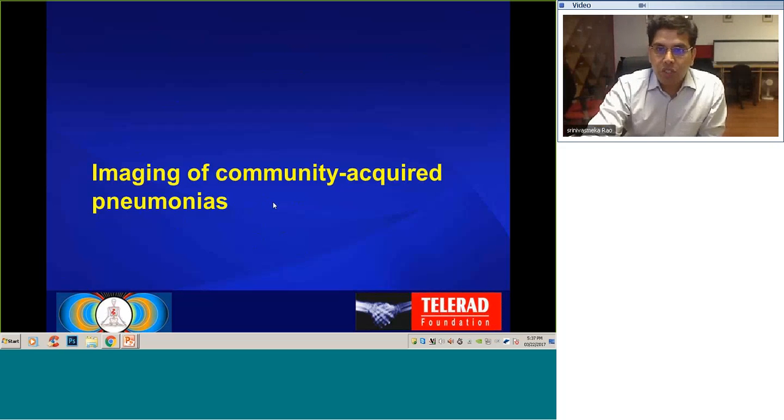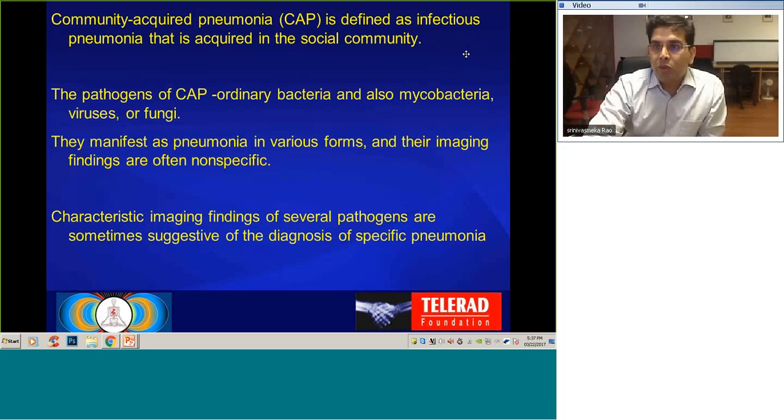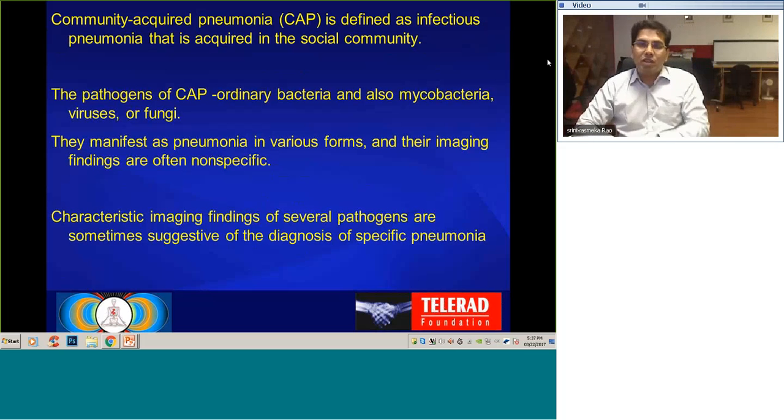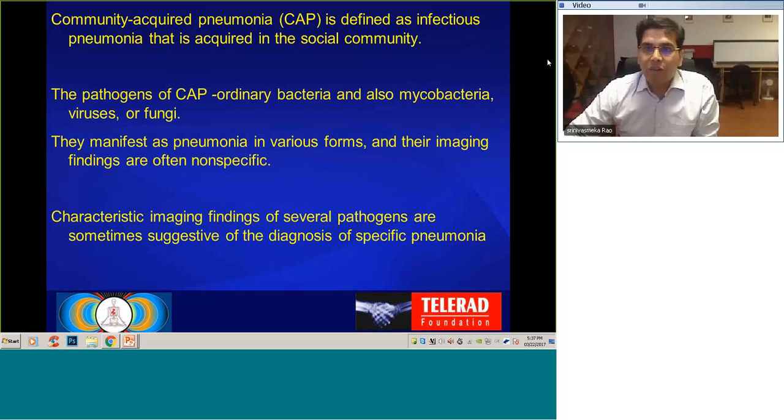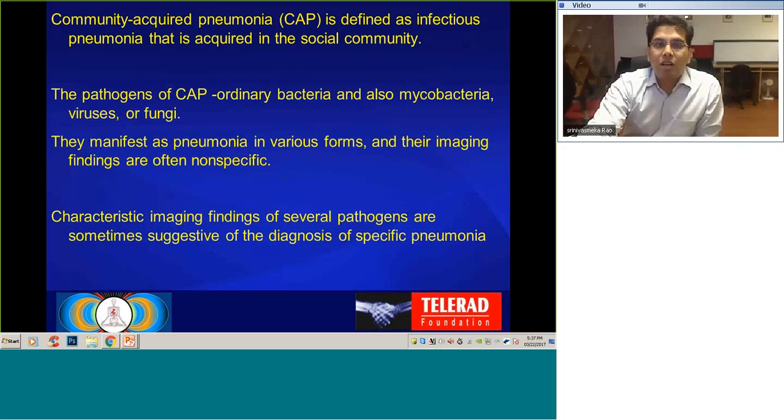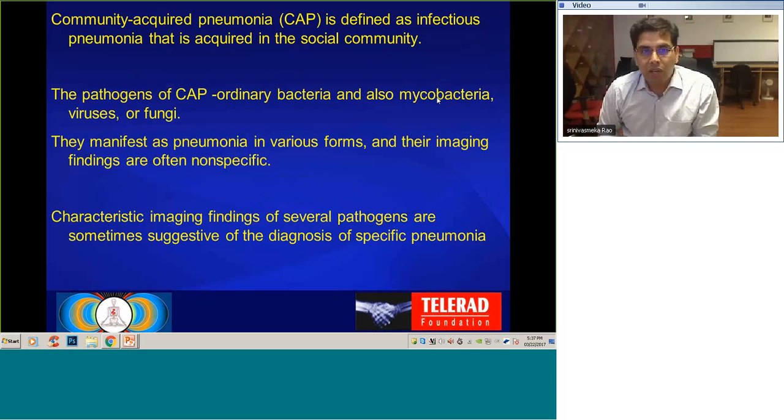By definition, community-acquired pneumonia is defined as infectious pneumonia that is acquired in the social community. That's very simple. We have another part of it called nosocomial infection that is acquired in the hospital. I'm going to talk only about this community-acquired pneumonia. It is called CAP. The pathogens of CAP are usually any ordinary bacteria, and also the mycobacteria can cause this community-acquired pneumonia. Viruses and fungi are also causative organisms.